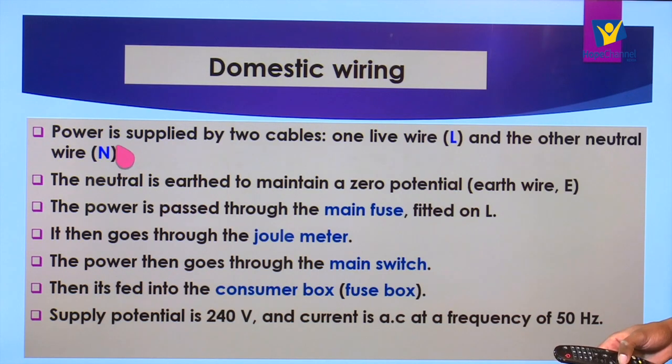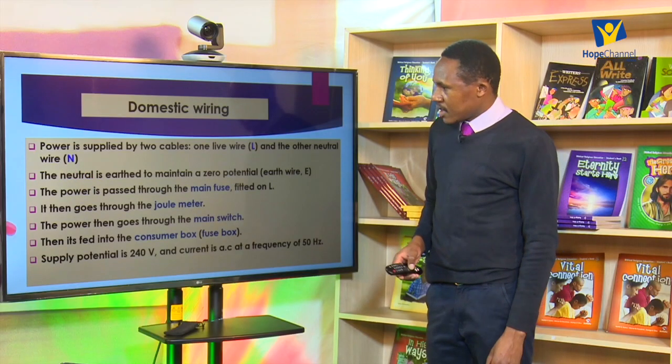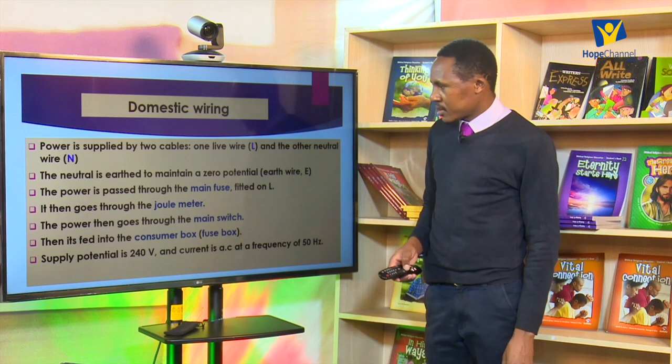So after the supply has come to the house, we have another, third wire which is earthed, and it's at zero potential. We call it the earth wire. The earth wire will be represented by E. So E here represents the earthing. L is the live wire, the one which has a potential, and then we have N which does not have.